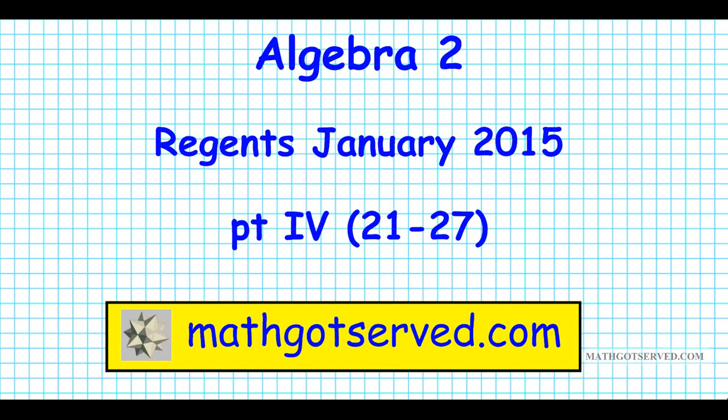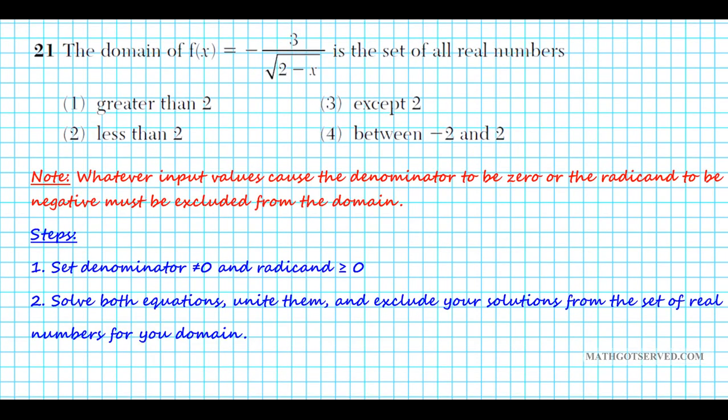In this clip, we're going to be going over problems 21 to 27 of the Algebra 2 Regents January 2015 examination. All right, let's take a look at problem 21. It reads, the domain of f of x equals -3 over the square root of 2 minus x is the set of all real numbers, and then we pick one of these options.